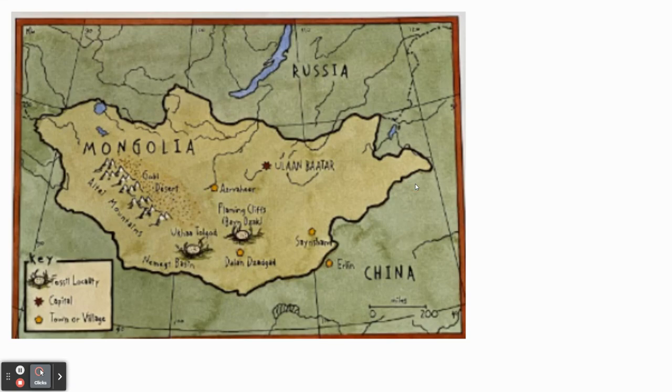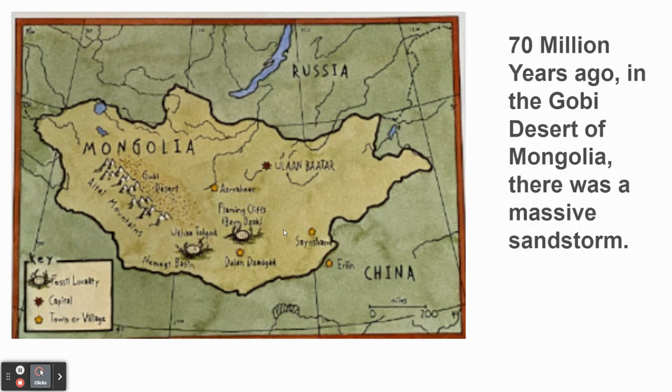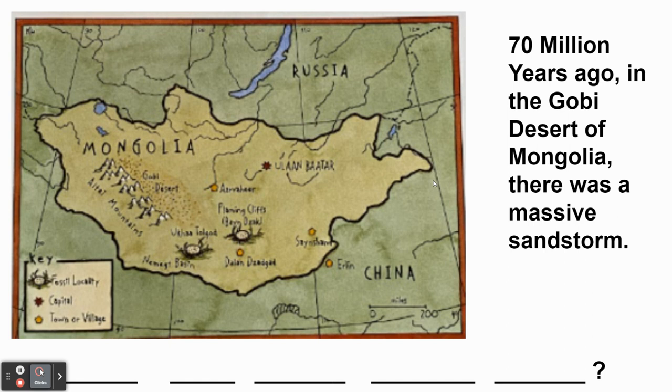So we're in China. Sound familiar? You're in China in social studies right now, too. We're in an area called Mongolia. This is about 70 million years ago in the Gobi Desert. Before this was Mongolia, but it's the desert of Mongolia. There was a massive sandstorm, 70 million years ago. How do we know this?